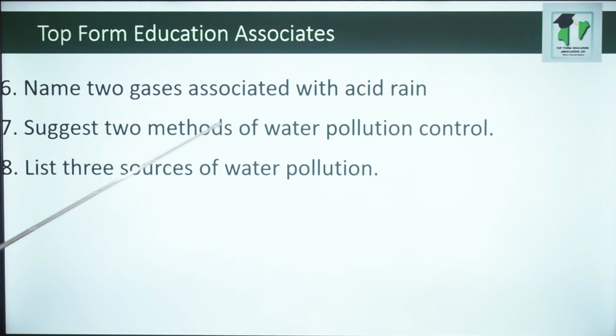Suggest 2 methods of water pollution control. 1, we can bury and burn our waste. Environmental agencies should charge industries to treat their waste before disposing. And then list 3 sources of water pollution. We have atmospheric pollutants, we have sewage, we have litter, we have industrial waste, and we also have fertilizers.